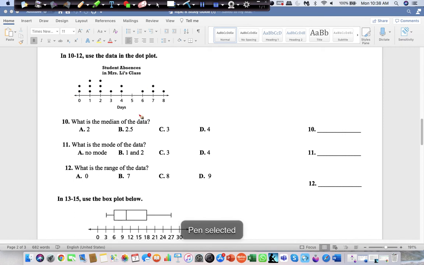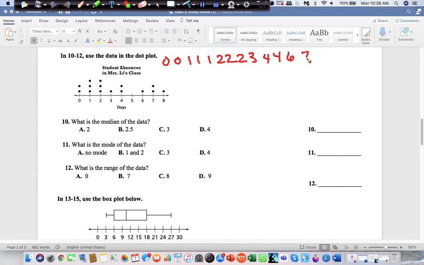Okay, before I go through and find the median, the mode, and the range of this, I'm going to rewrite all these dots as numbers. So we have 2 zeros, we have 3 ones, we have 3 twos, we have 1 3, 2 4s, 1 6, 2 7s, and an 8. And then it wants us to find the median of the data. So again, I'm going to check on either end until I get to the number in the middle.